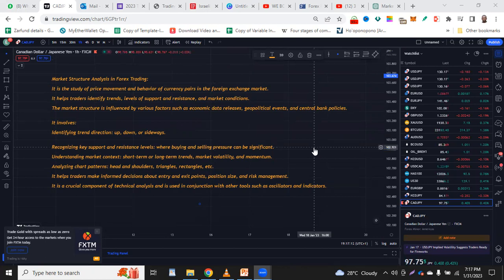Now, recognizing key support and resistance levels, where buying and selling pressure can be significant. That's another thing market structure does for you. It helps you recognize key support and resistance levels where buying pressure can be significant. You will see certain things. Let's say there's a breakout of structure in a certain place. Then you use Fibonacci and you see that price is lining up in a certain area.